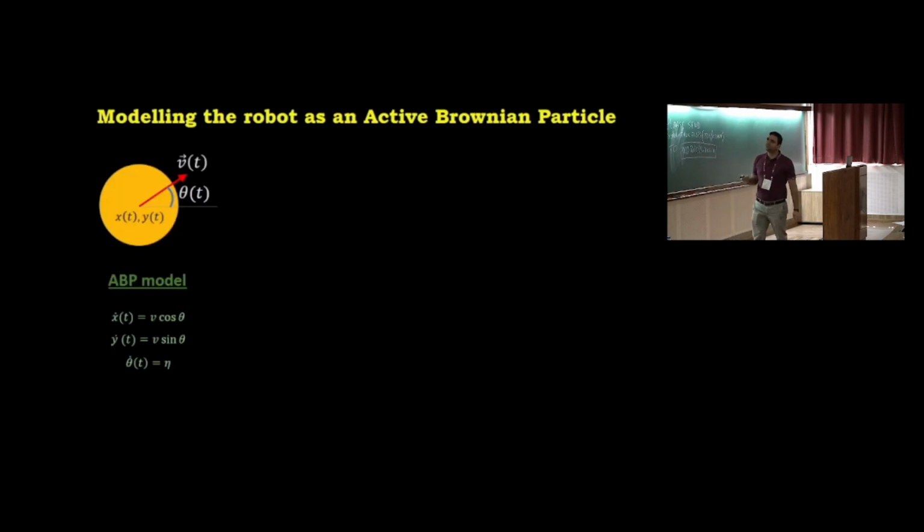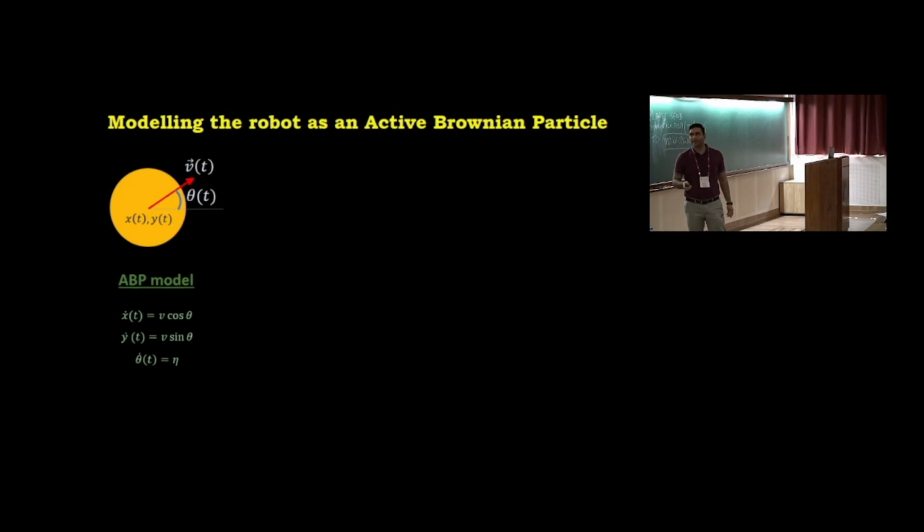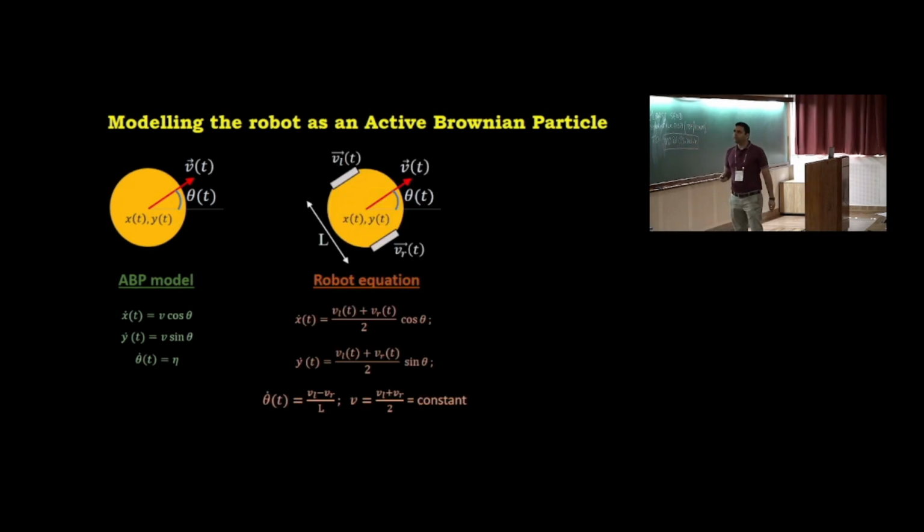The first thing that we did was to model this robot as an active Brownian particle, just like Sanjib mentioned in the last talk. In this model, there is only one noise source, which is the angular velocity, and eta here is the noise. To extract such a motion in our robot, we have to do a little bit of tinkering, in the sense that our robot is driven by two wheels, and we want its center of mass to trace out an active Brownian motion.